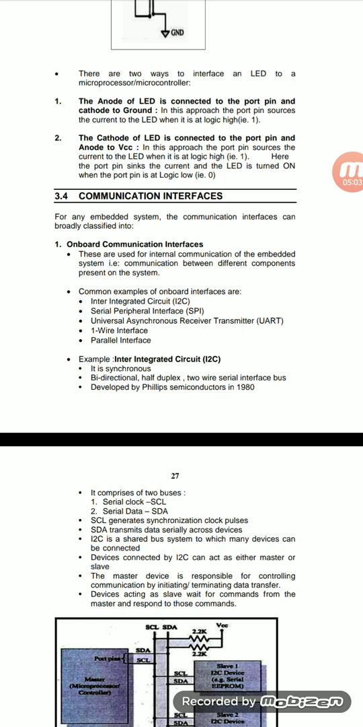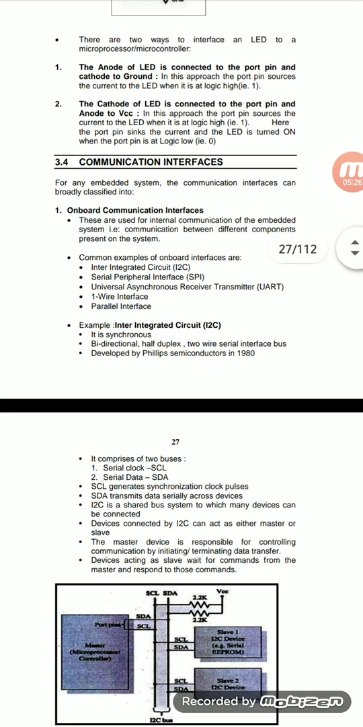What is the purpose of communications? Data can be transmitted from one source to another source. Communications are used for internal communication between components. See that, guys: Inter-Integrated Circuit is the first one, one of the protocols.